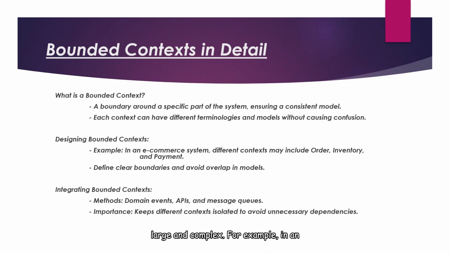For example, in an e-commerce platform, you might have distinct bounded contexts like order, inventory, and payment. Each of these contexts would have its own models, rules, and behaviors, but they must be designed in a way that keeps them independent and avoids overlap. When integrating these bounded contexts, we use techniques like domain events and APIs to communicate between them. These methods ensure that each context remains isolated but still able to interact with others in a controlled manner.